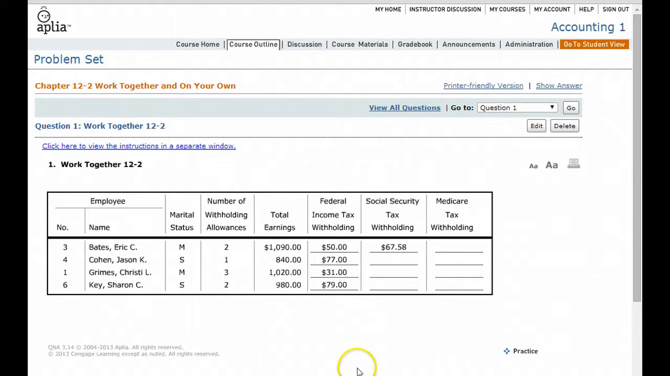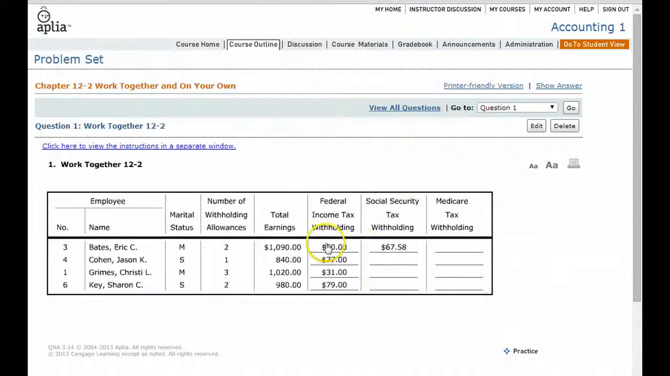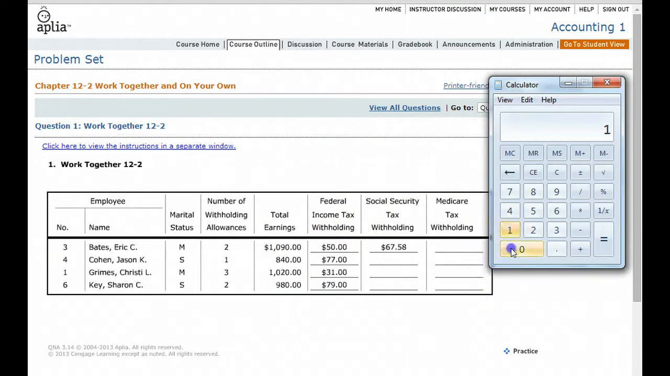Now Medicare, it's pretty much the same exact thing. If you look at the directions here, it's 1.45%. So once again, you're going to take this 1.45 and move the decimal over twice. So you're actually multiplying, don't round this up, by 0.0145. Once again, to figure out the tax, we're going to multiply by the gross pay. So I'm going to take 1090 and multiply that by 0.0145. Don't round up.